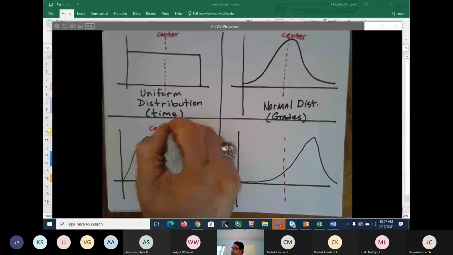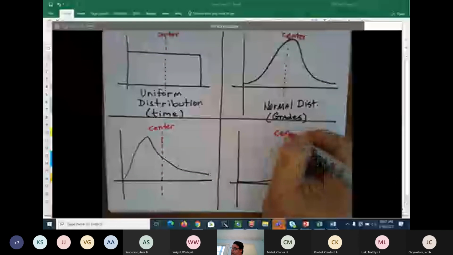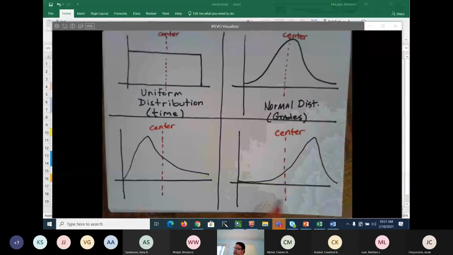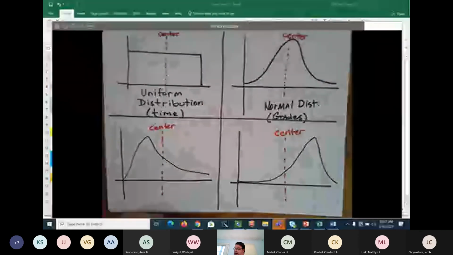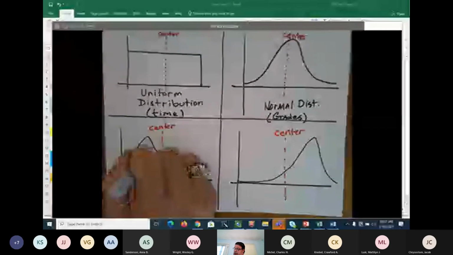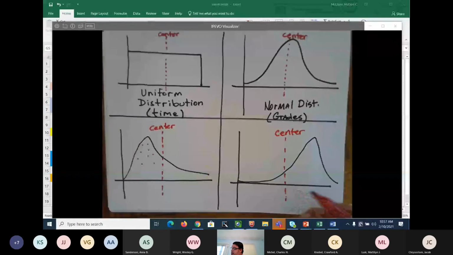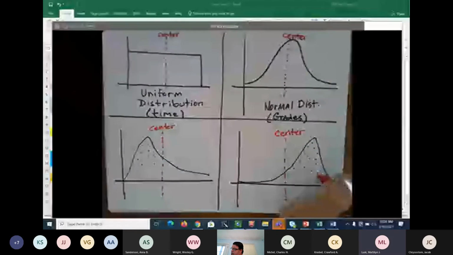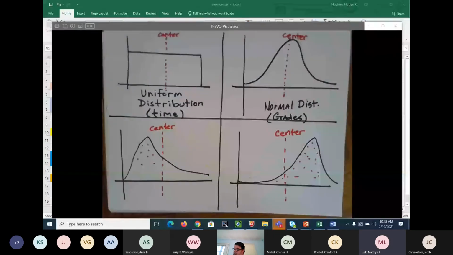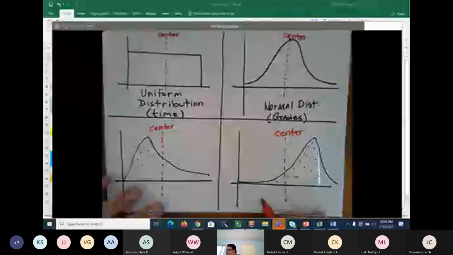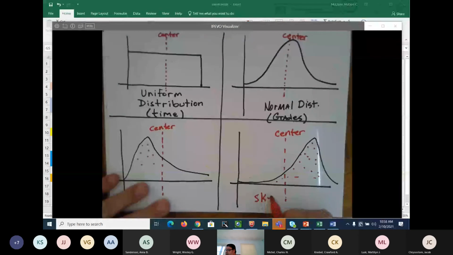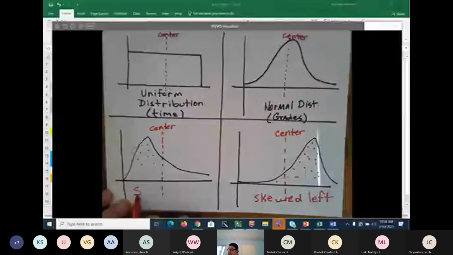Can anybody that's had probability and statistics before tell me what these next two are? All the data is on the left, and all the data is on the right. Skewed left and skewed right. Okay, this one is skewed left. It's always the opposite. And this one is skewed right.